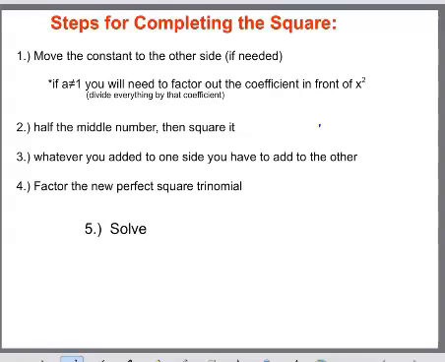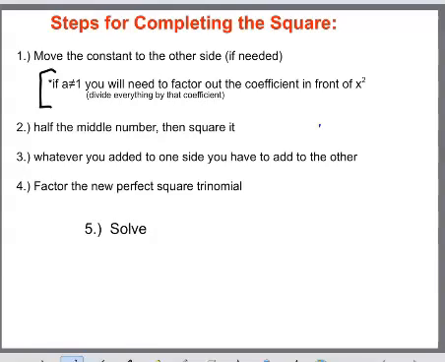These are the steps. I'll talk through these quickly, and then I'll bounce back and refer to them. We move the constant, or the number, to the other side if we need to. And then if there's a number in front of x squared, we're going to factor it out or divide everything by that coefficient. Now, when we do it with conic sections, we actually factor it out. Here, we're probably just going to divide everything by that. I'll show you in just a few minutes. Then we're going to take half the middle number, square it, and add that to both sides. We're going to factor the new perfect square trinomial and solve.